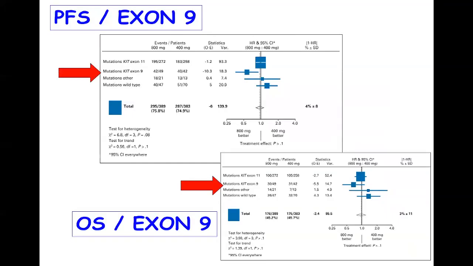But when we look at the PFS or the OS according to different mutation types, we can see that in the KIT exon 9 mutation, there is a better overall survival and better PFS in favor of the highest dose. That means 800 milligrams.